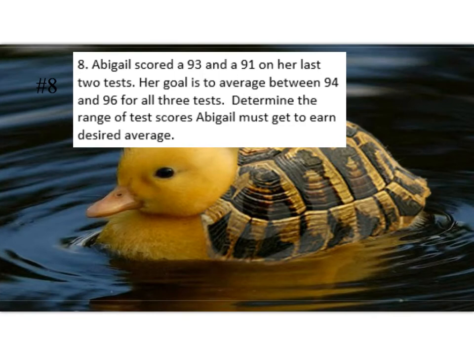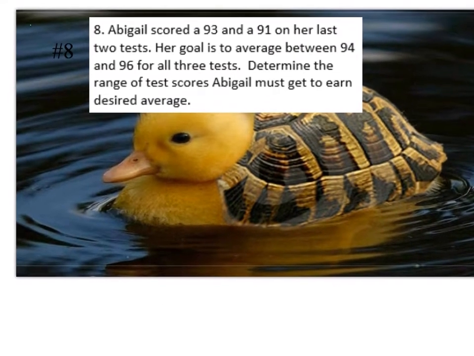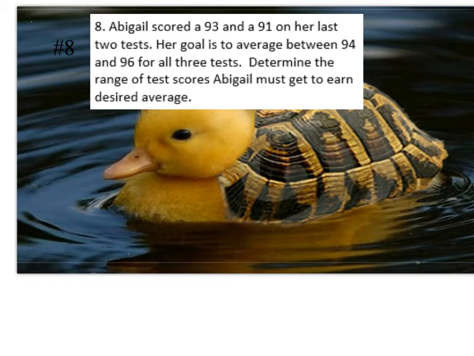Alright, and number 8. Abigail scored a 93 and a 91 on her last two tests. Her goal is to average between 94 and 96 for all three tests. Determine the range of test scores Abigail must get to earn the desired average.